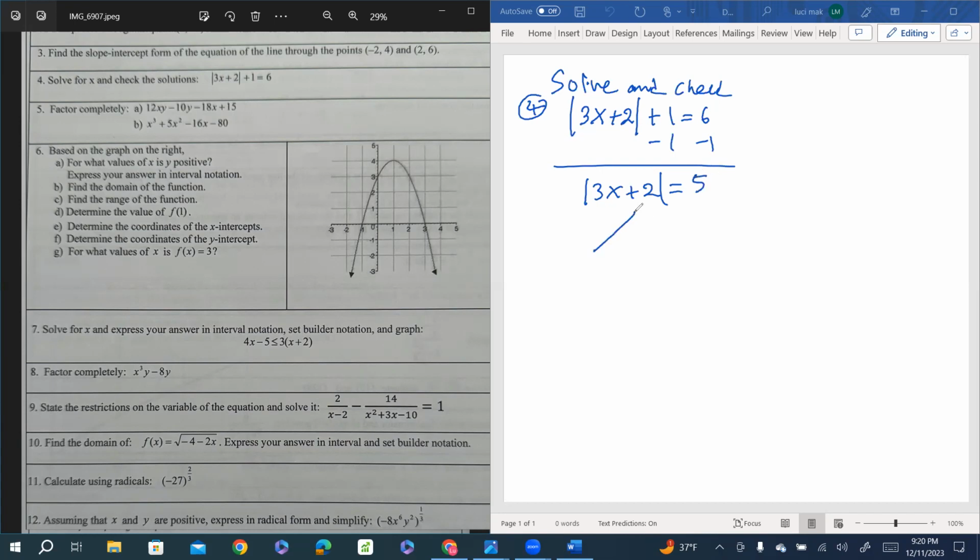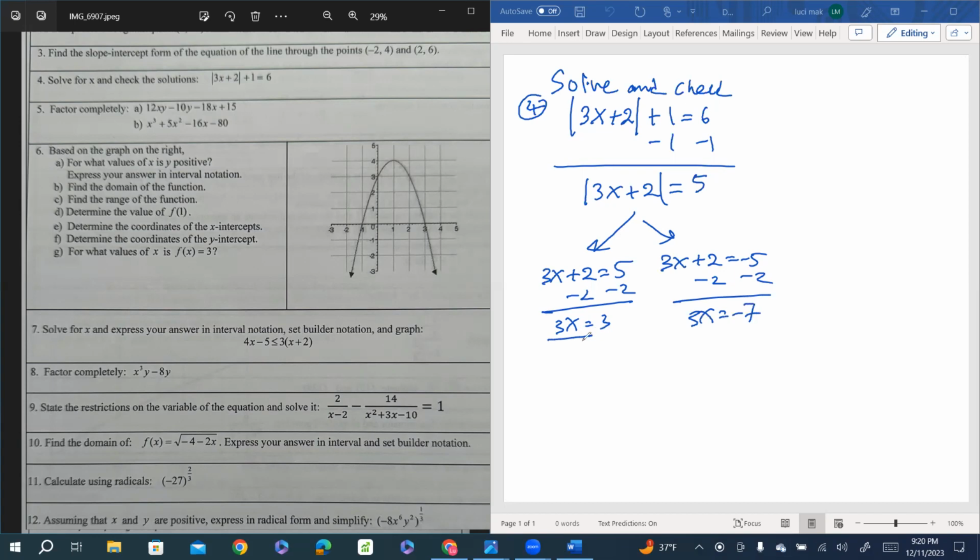Now, when you have absolute value, you can write the 2 equations. We have 3x plus 2 equals 5, and 3x plus 2 equals negative 5. So here subtract 2 on both sides: 3x equals 3. Here subtract 2 on both sides: 3x equals negative 7. Divide by 3, divide by 3: x equals 1 is one of the answers. Divide by 3, divide by 3: x equals negative 7 over 3 is the other answer.